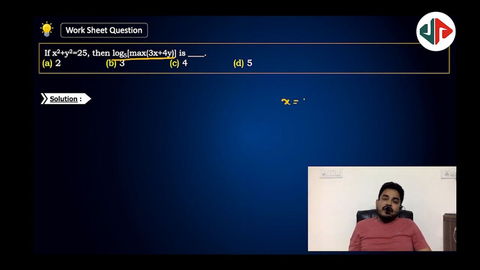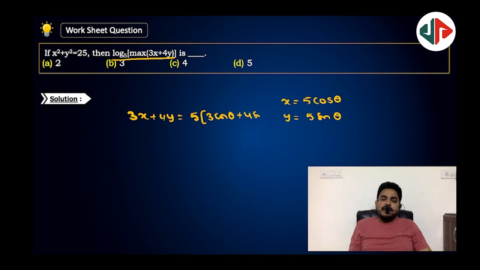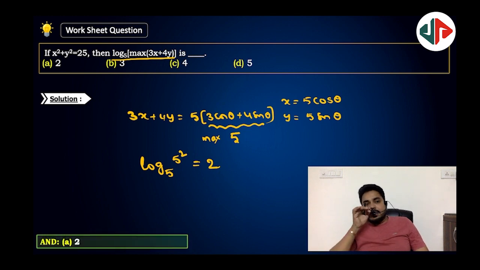I will go for x is equal to 5 cos theta, y is equal to 5 sin theta. In that case, 3x plus 4y is equal to 5 times 3 cos theta plus 4 sin theta. You know the maximum value of this one is 5. Maximum is equal to 5. So log of 5 square base 5, which is equal to 2, is the answer. What is the answer? 2.